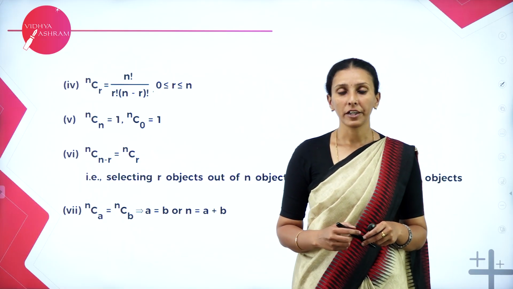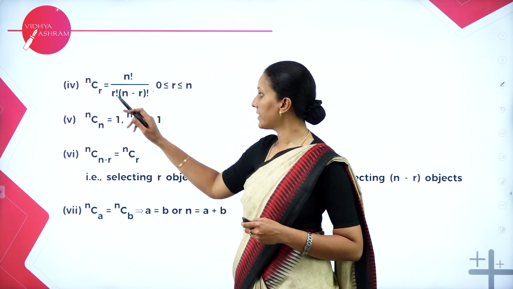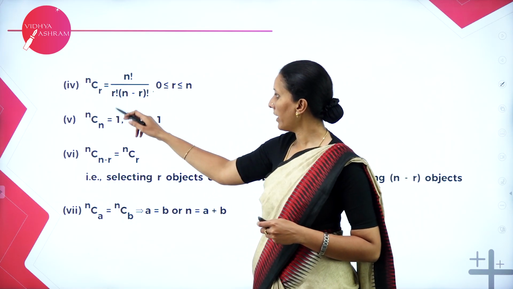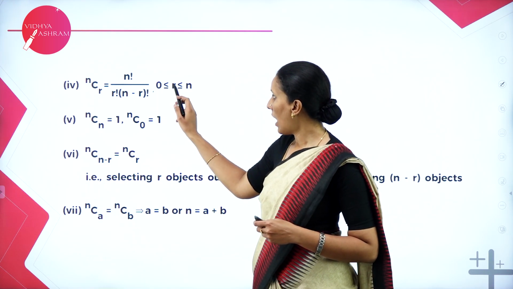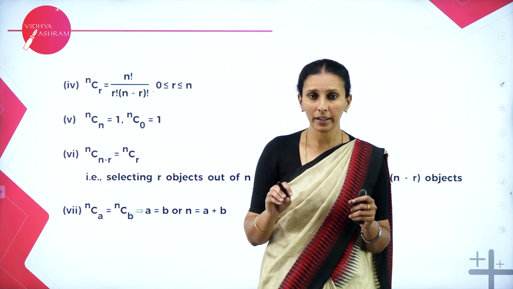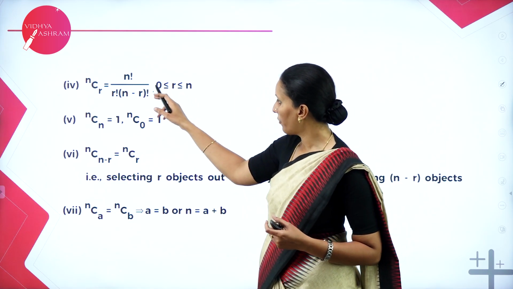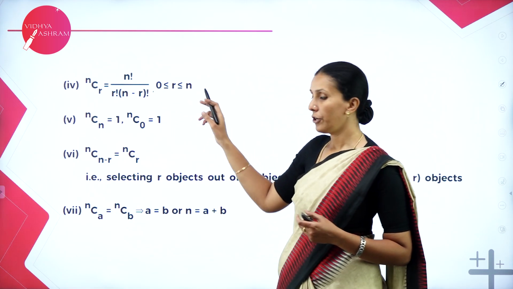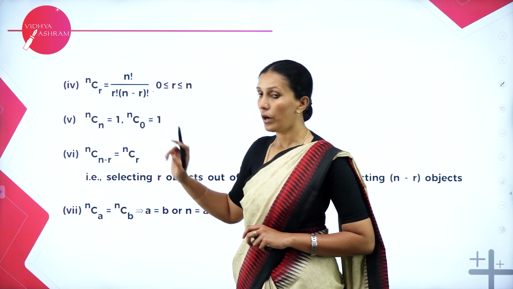Now, some of the observations we need to study in terms of combination here is the formula of nCr is given by n factorial by r factorial into (n minus r) factorial. Here r can take the value of 0 or n. That means we can choose nothing or we can choose all of them. So r can take the value of 0 also, r can take the value of n also. Therefore, nCn is equal to 1.